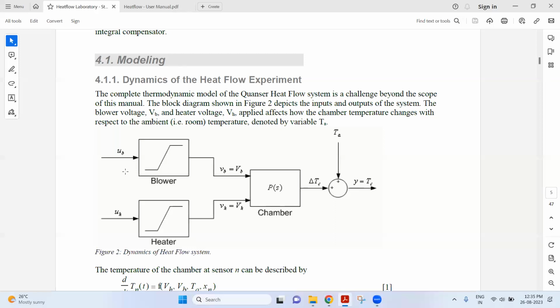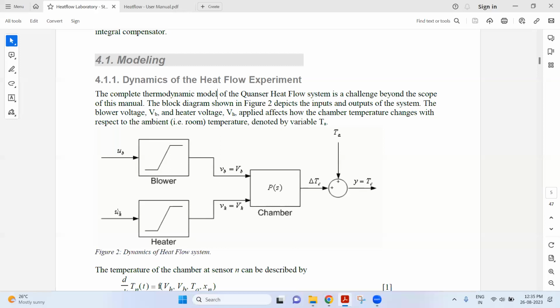Both are going into one chamber, which we have denoted by PS. Now you can see here UB and UH, the internal energies. These are mechanical. When it goes into the blower, the mechanical energy is converted into voltage. So the input is mechanical energy, and the output is voltage for the blower.